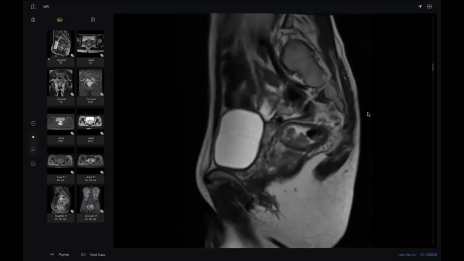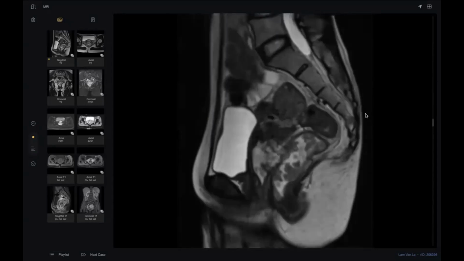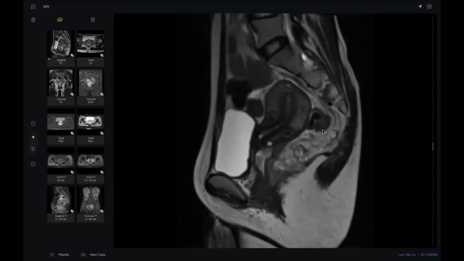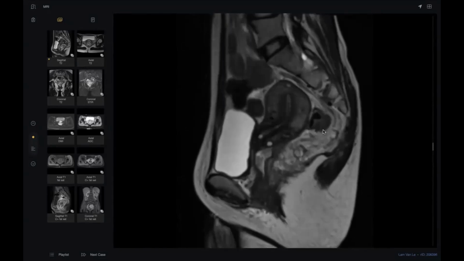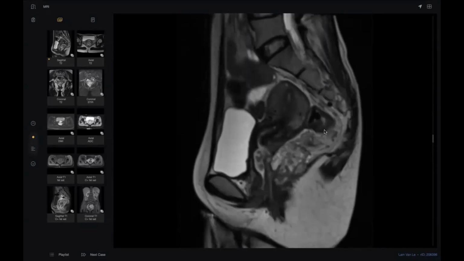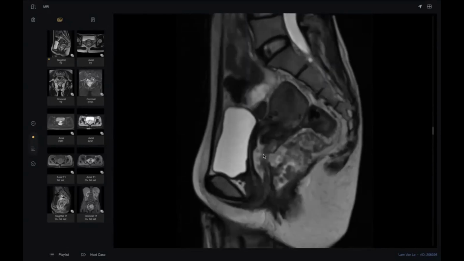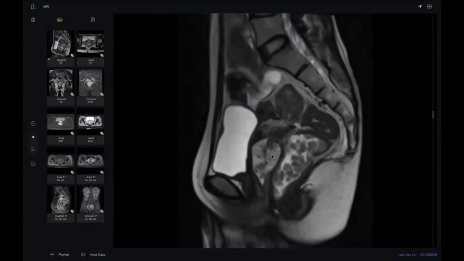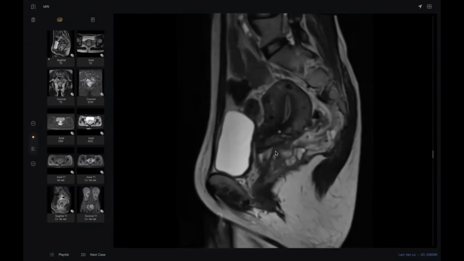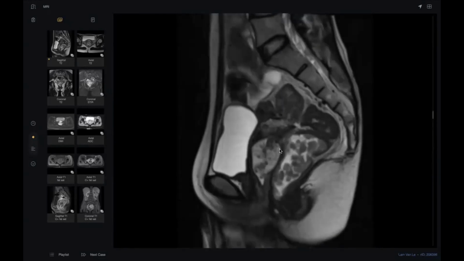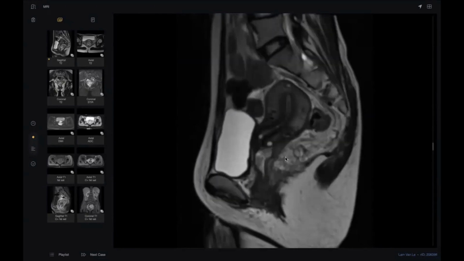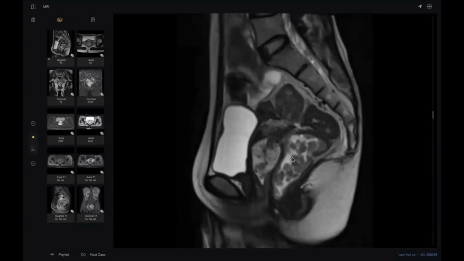Yes, and it is extending into the cervical canal and anterior lip of the cervix. The endometrial canal appears unremarkable. Uterine myometrium shows some focal lesions which are likely fibroids. I would like to see it on the axial images as well, if available.